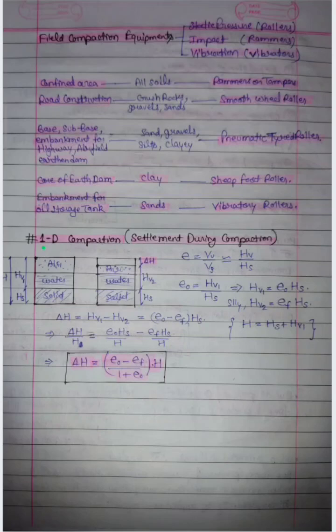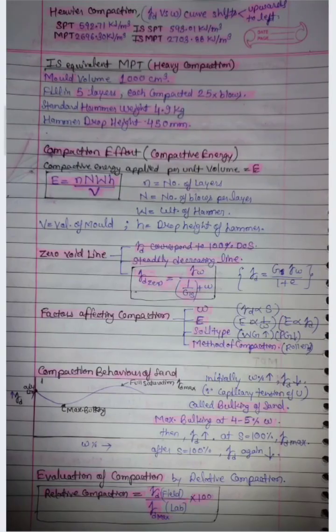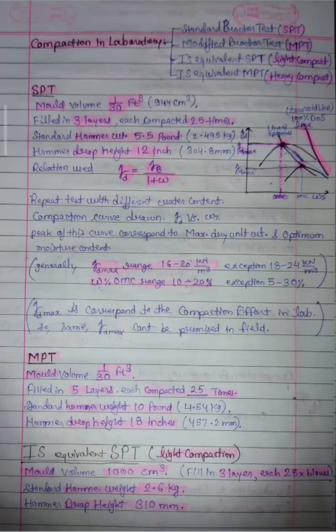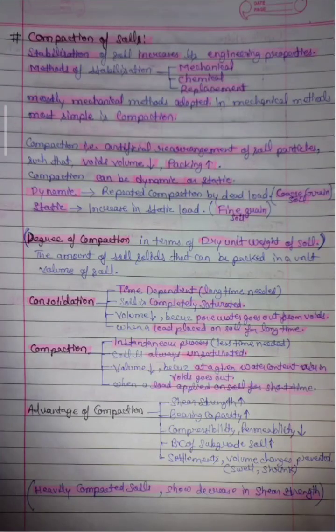So that's all for this video. In this video we have covered 1D compaction, settlement during compaction, field compaction equipments, compaction behavior of sand, zero void line, factors affecting compaction, compaction effort, and various tests for measuring the compaction. That's all for this video.